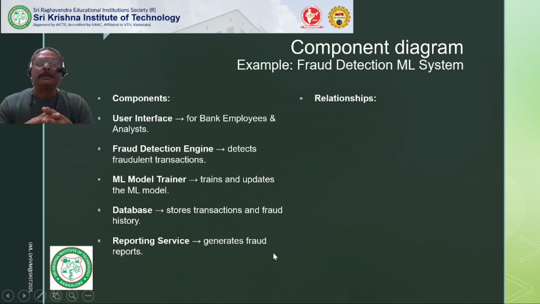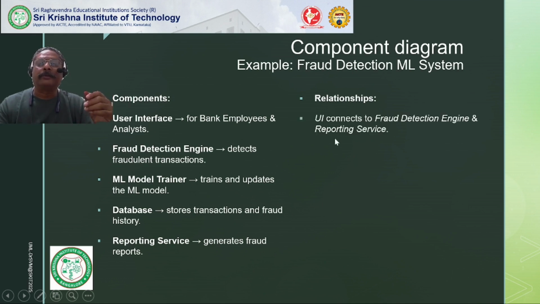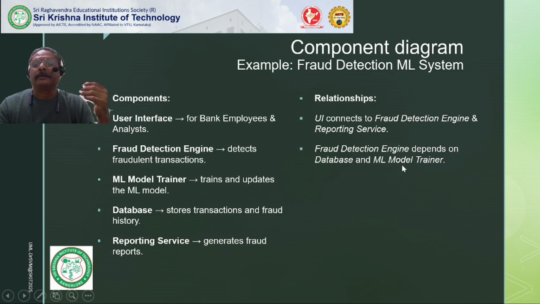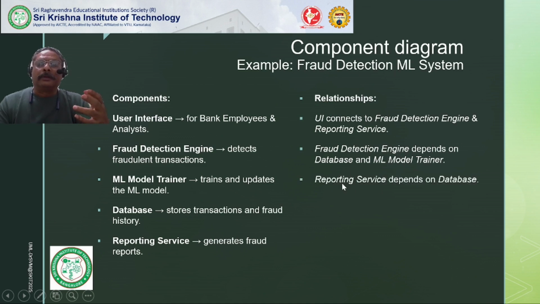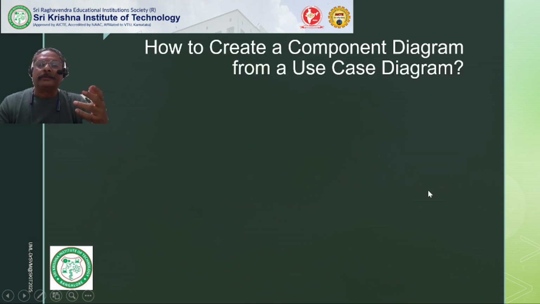Looking at the relations between these components, the UI connects to the fraud detection engine and the reporting system. From the user interface we have connections to the fraud detection engine and the reporting service. The fraud detection engine depends on the database and the machine learning model. Unless you have data, our fraud detection engine cannot work, and unless a trained model is available, it cannot proceed further. So it depends on these two. Then the reporting service depends on the database.